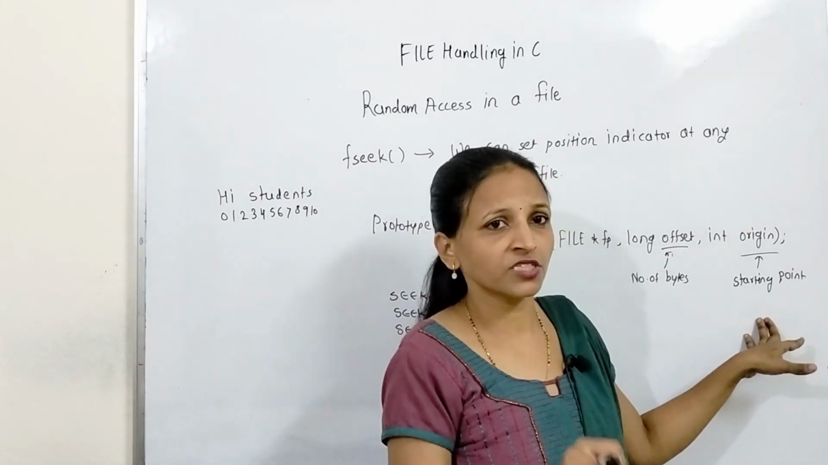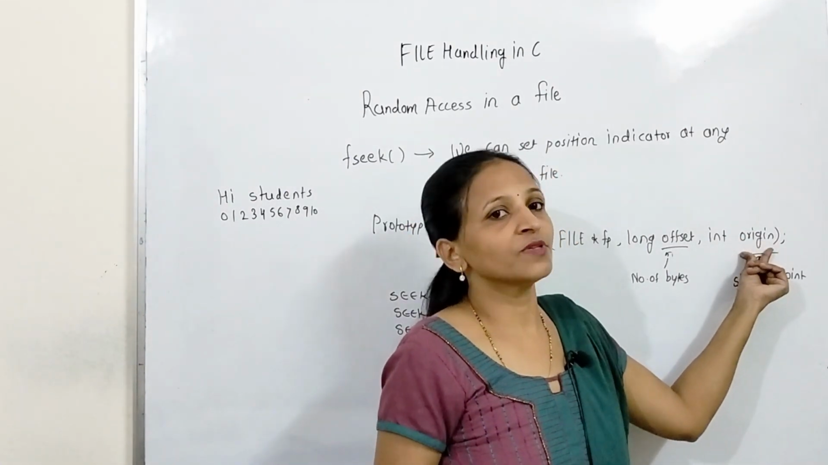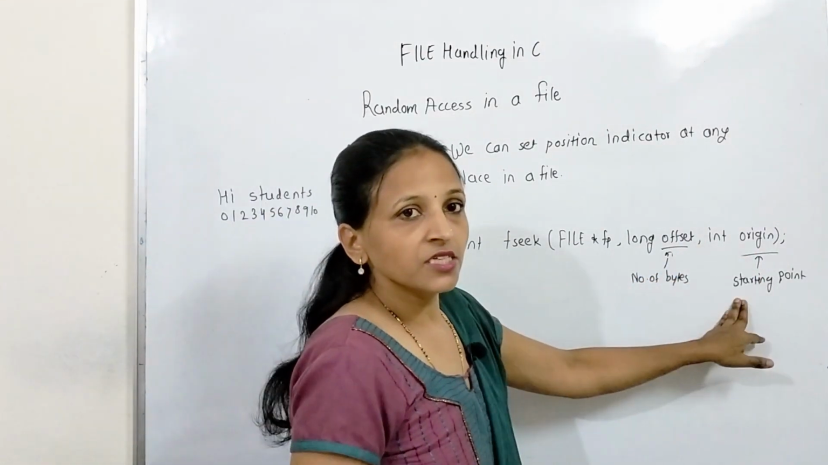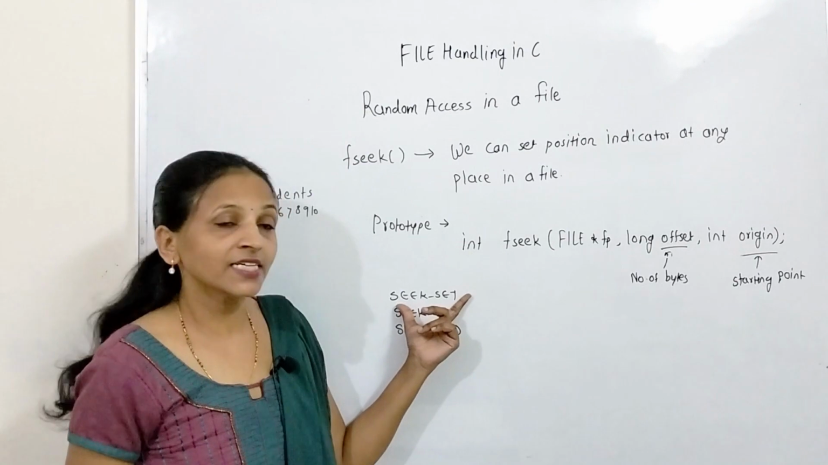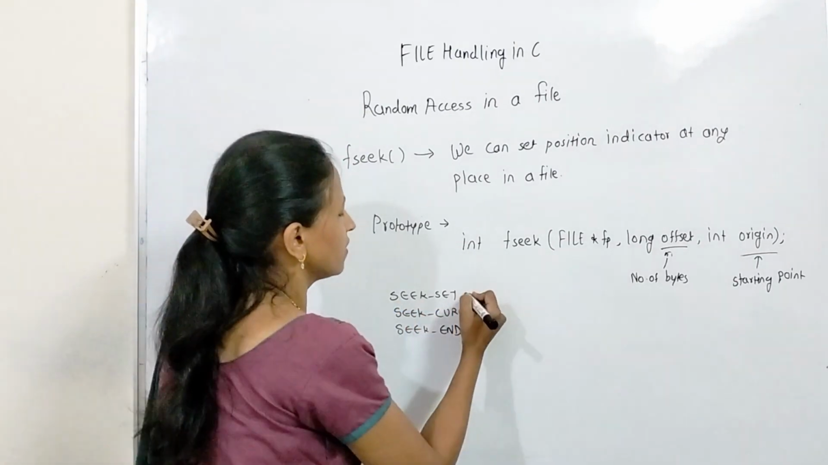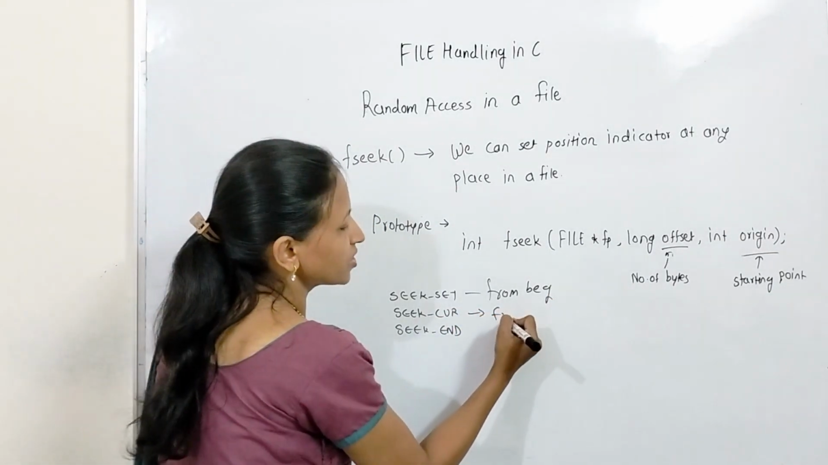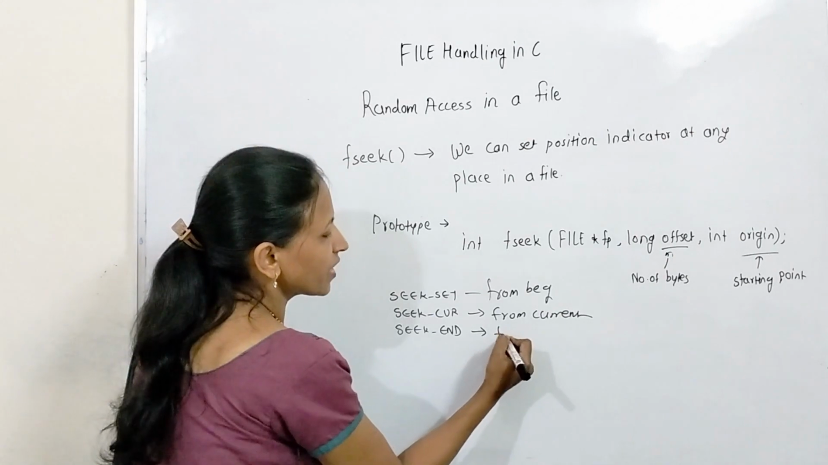The origin, or starting point, that you want to consider can be specified with the help of this third argument. For this third argument, you can pass these three values. SEEK_SET means from the beginning. SEEK_CUR means from the current location. And SEEK_END means you can move from the end.